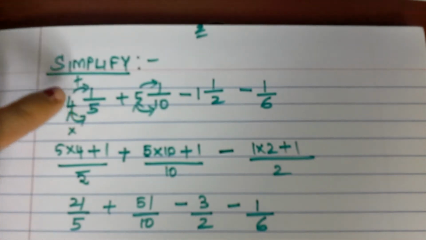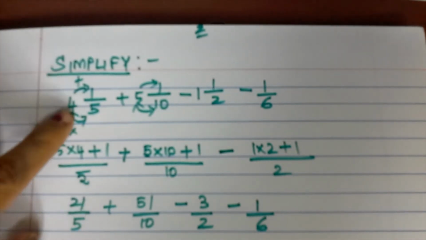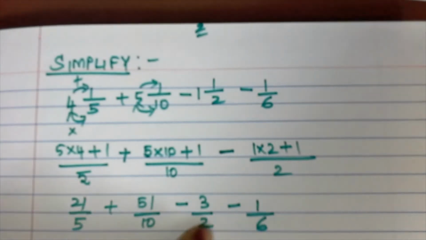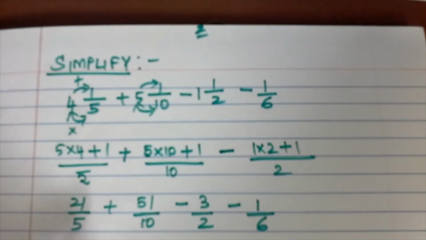First we convert the mixed fractions into improper fractions. Now we have all proper or improper fractions, and nothing is a mixed fraction. We'll have to solve this. This involves addition and subtraction, so what is the rule?